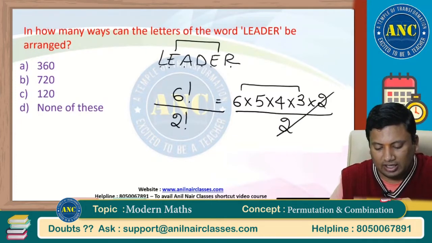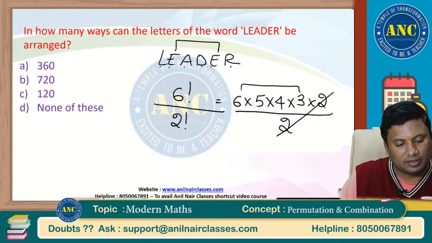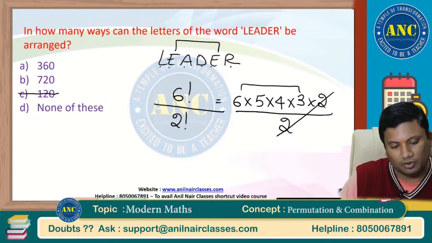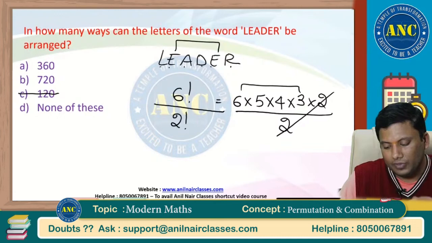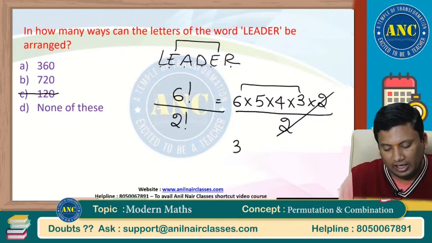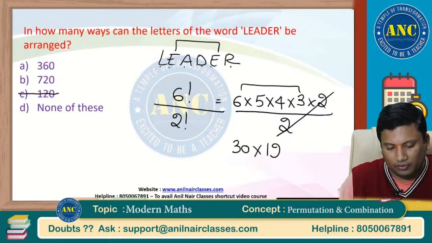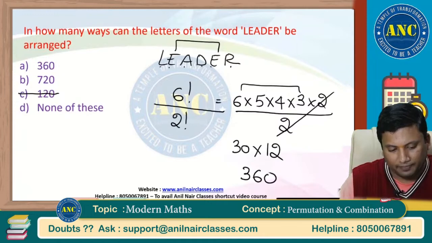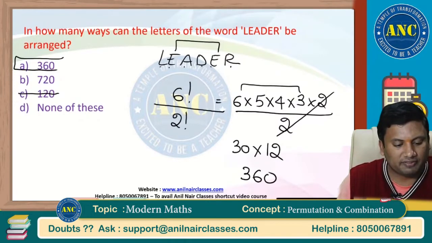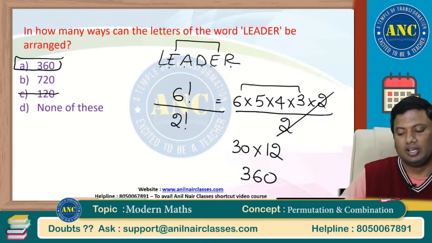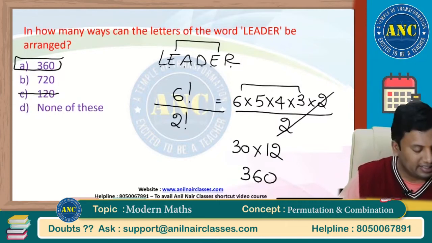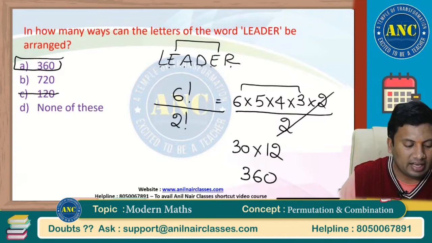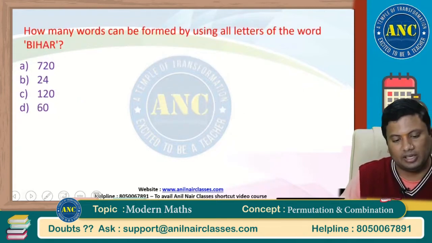6 3s are 18. Answer digital sum should be 9. This is out. Next one. 6 into 5, 30 into 12. 30 into 12 is nothing but 360. So, 2 options have got digital sum, then multiply. Answer for this question is 360. 6 3s are 18. 18 digital sum is 9. 9 into any number, digital sum is 9.